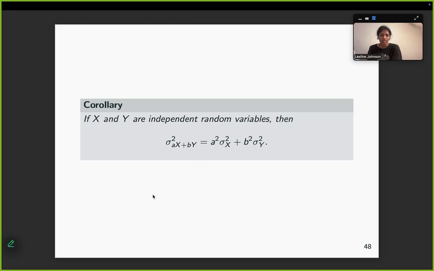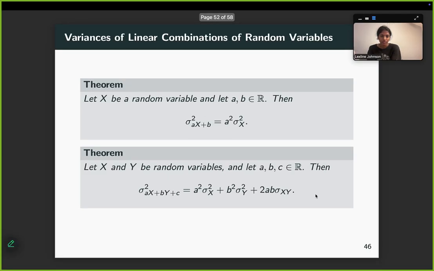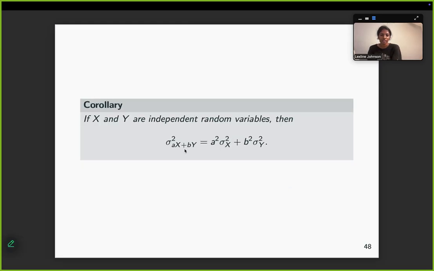So if x and y are independent random variables, then our variance of ax plus by is equal to a squared times our variance of x plus b squared times our variance of y. This is because if x and y are independent variables, our covariance will be equal to 0, so all of this will be equal to 0. So if they're independent random variables, we can just ignore the covariance part.